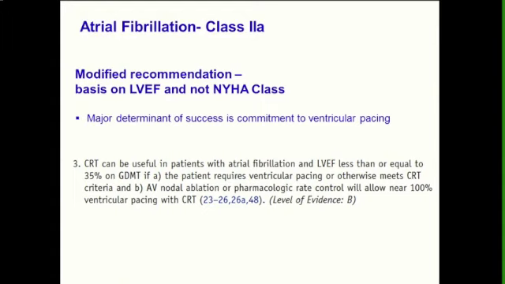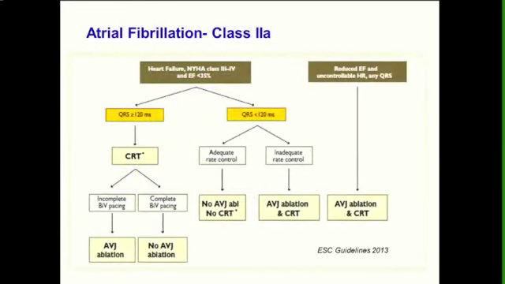So the new guidelines suggest that a CRT can be useful in patients with AF if the patient requires ventricular pacing or otherwise meets CRT criteria, or if they require AV nodal ablation or pharmacological rate control, to commit them to almost 100% ventricular pacing with CRT. So this is very important. The new guidelines don't take into account functional class, but this is based on an EF of 35%.